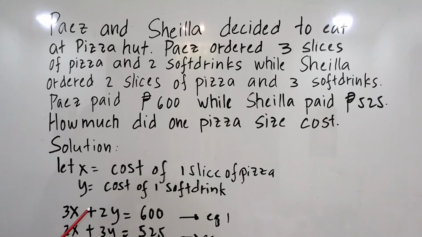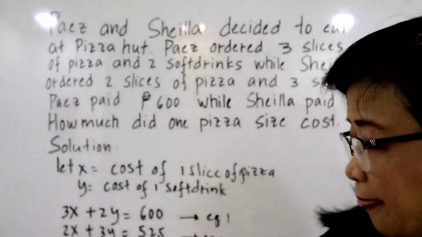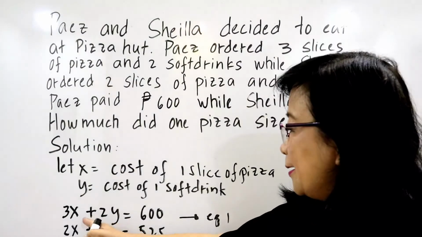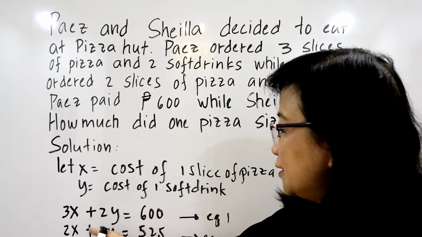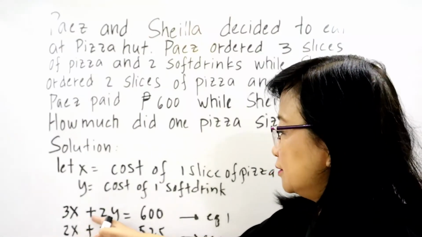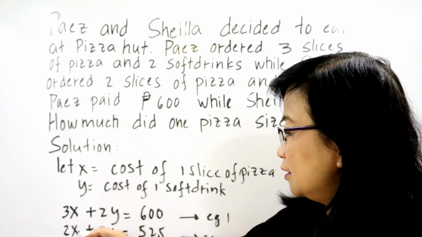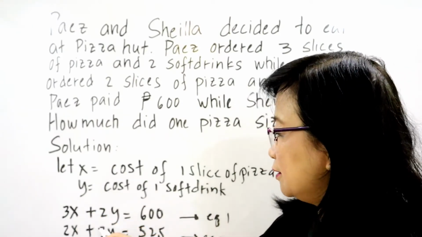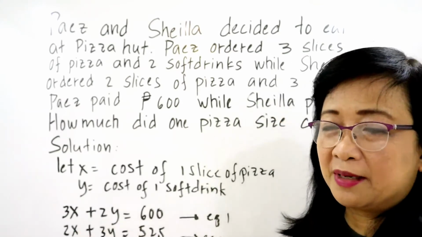Now, we have to solve either x or y. Now, from here, to at least eliminate one of the variables, we have to multiply by a number, so at least one of these will be the same, so we can subtract.